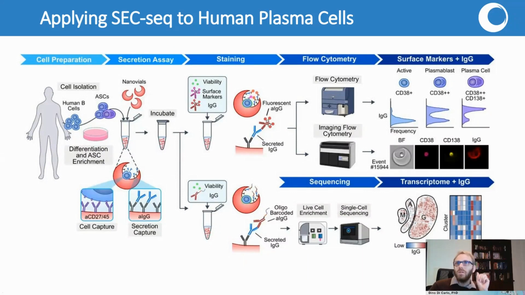I want to then give another example of using SEC-seq. This is led by our collaborators at Seattle Children's Hospital, Renee Chang and Rich James in his lab. The experiment here is very similar in some ways, but very different in that we're using human B cells that are differentiated into antibody secreting cells in vitro. Those are then loaded into nanovials. We capture them based on surface markers and allow them to secrete IgG. We can then perform assays to characterize their secretion of IgG, such as imaging flow cytometry with the ImageStream, other flow cytometry approaches, or also barcoding and downstream single cell sequencing, so the SEC-seq workflow.